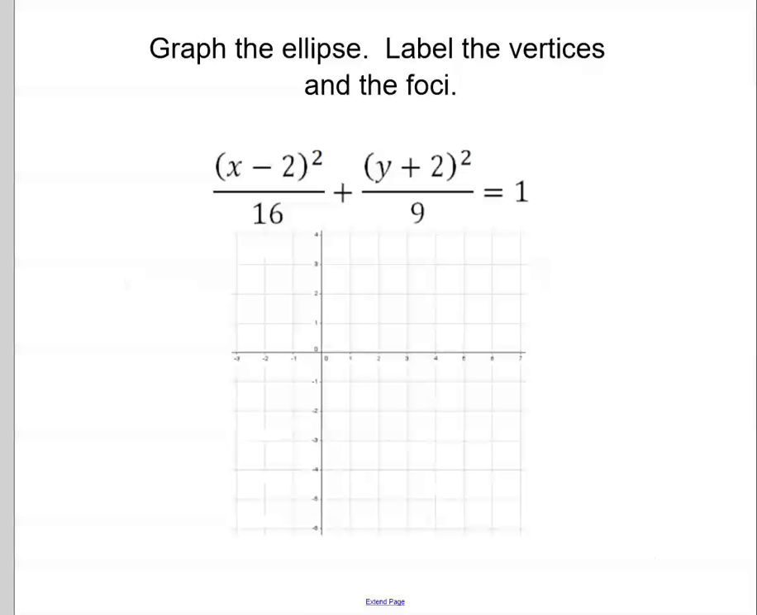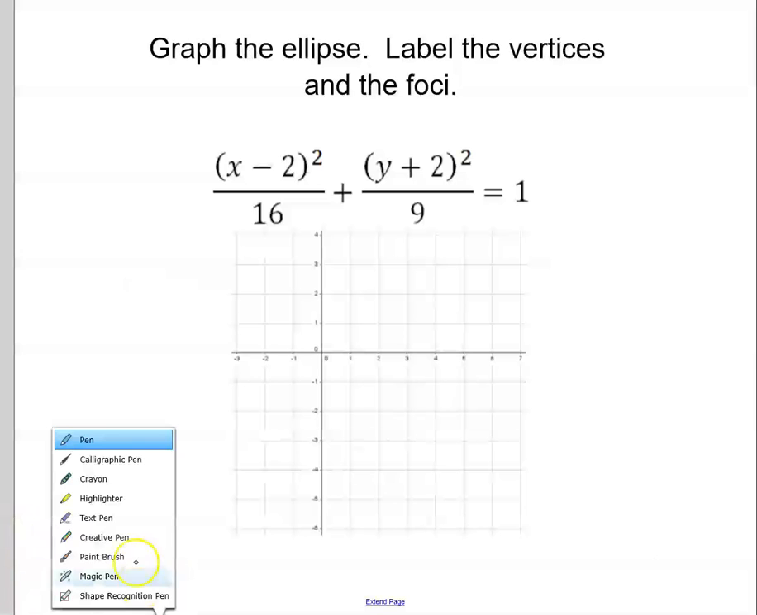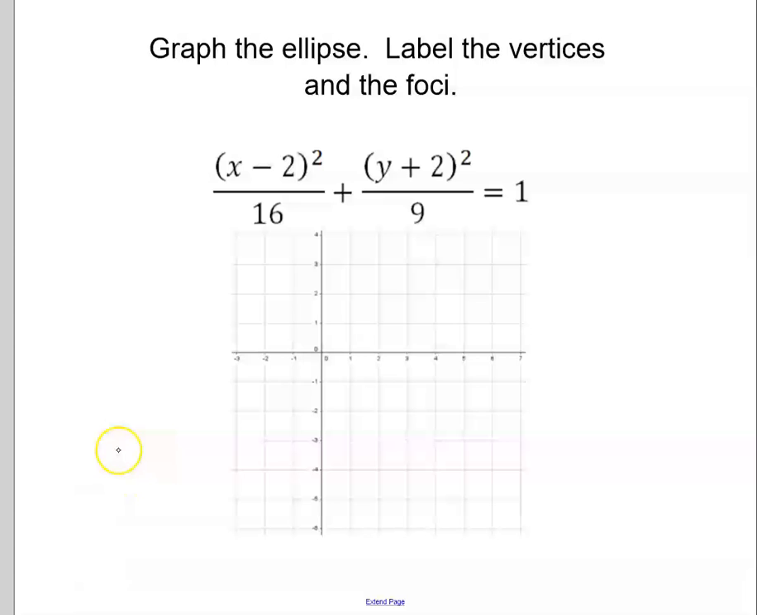All right, so when graphing an ellipse, just like with graphing a circle, the very first thing is identifying that it is an ellipse. And you'll notice a lot of similarities with circles. You've got a plus sign, you've got x squared, and you've got y squared in here. The big thing with an ellipse is that you've got these fractions. It's got to equal 1.